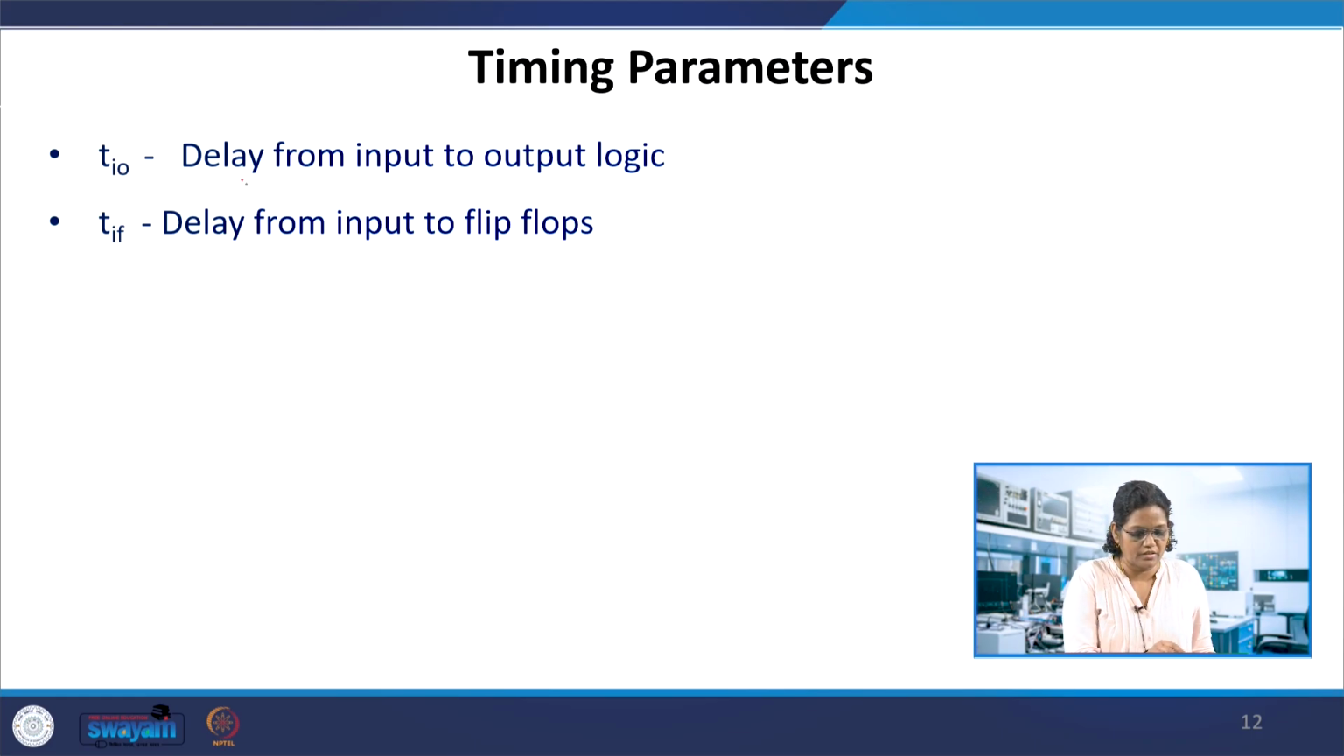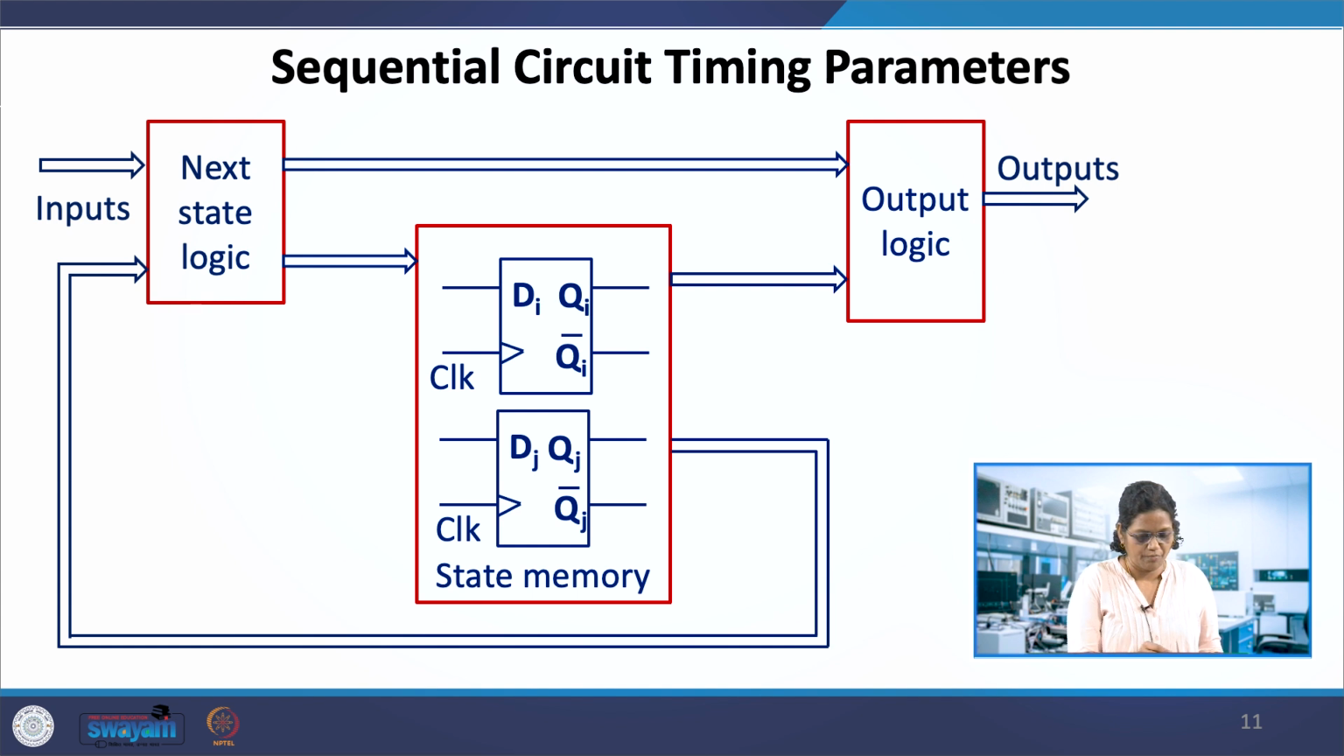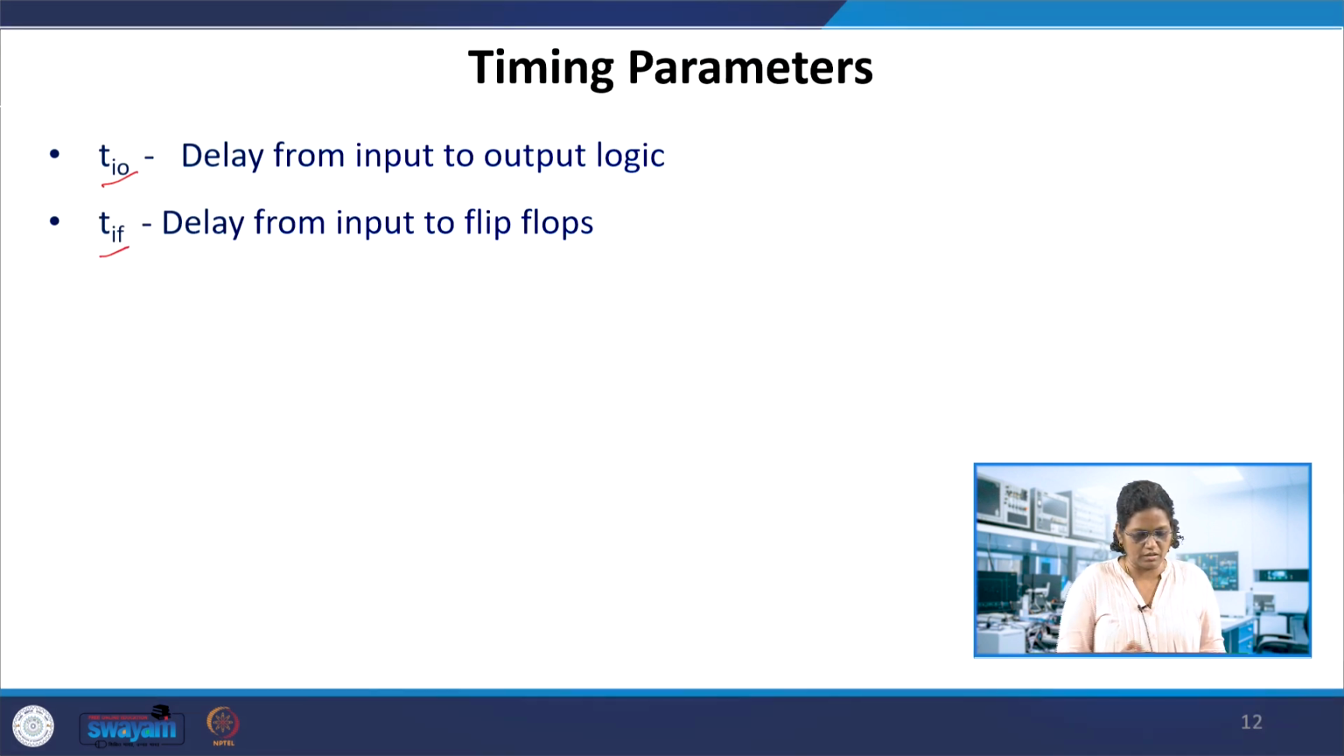TIA is the delay from input to output logic. When the input is applied to the output logic, what is the time involved? That is also a combinational circuit, in the input or next state logic and output logic. And TIF is the input delay from the input to the flip flops. When the input is applied here, the combinational logic goes to the flip flops. So TIF is another delay, from input to the flip flops.